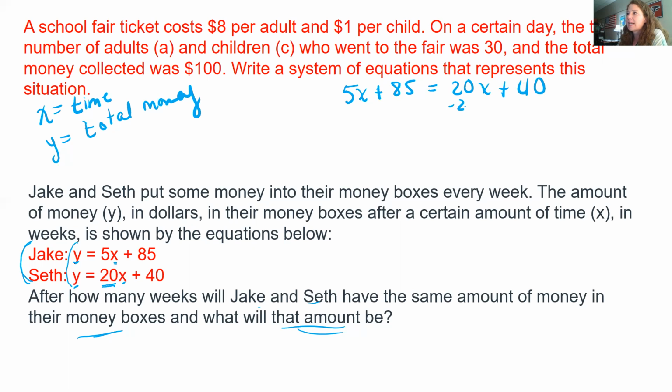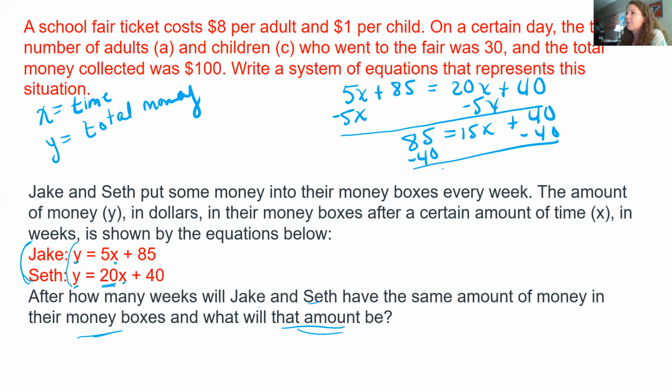Now I'm going to get those X's together. I'm going to subtract 20X. Oh, I should subtract 5X. Let me back up. I'd rather subtract 5X from both sides. All right, here we go. I'm going to eliminate my 5X by subtracting 5X from both sides. So I have 85 equals 15X plus 40. And now I'm going to subtract 40 from both sides. And I get 45 equals 15X. I'm going to divide both sides by 15.